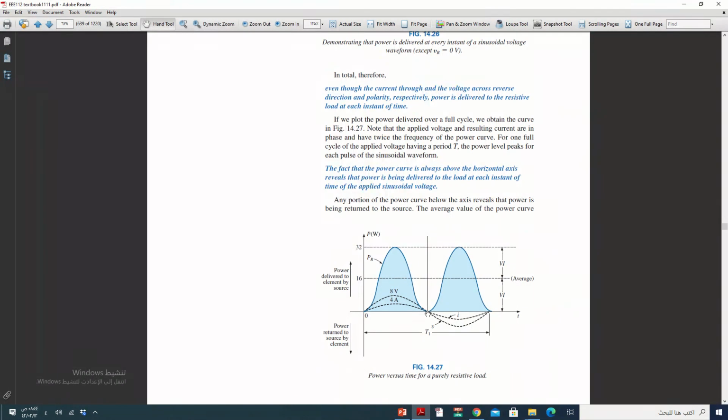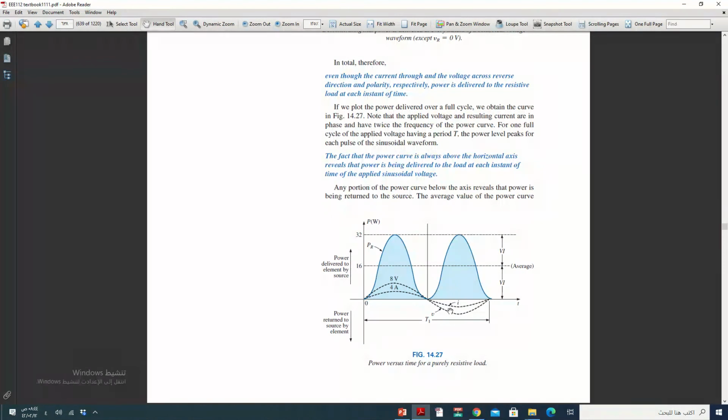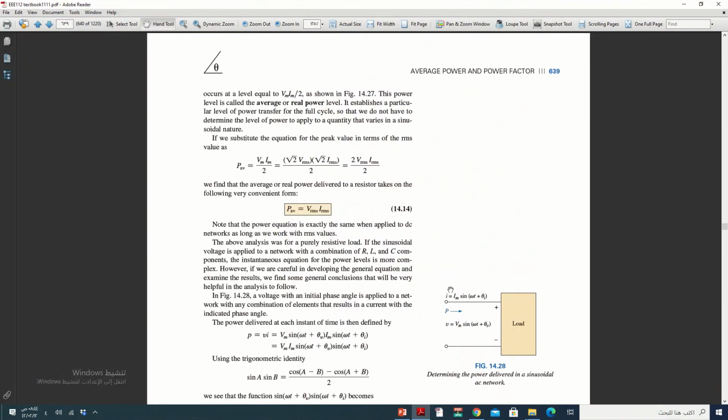What about the negative part? Minus by minus becomes positive. This means all the power delivered to the element, on average, will be positive. Okay, because we need to find the average power, we don't need the instantaneous power. If we need to find any average, we need to add them and divide by 2.